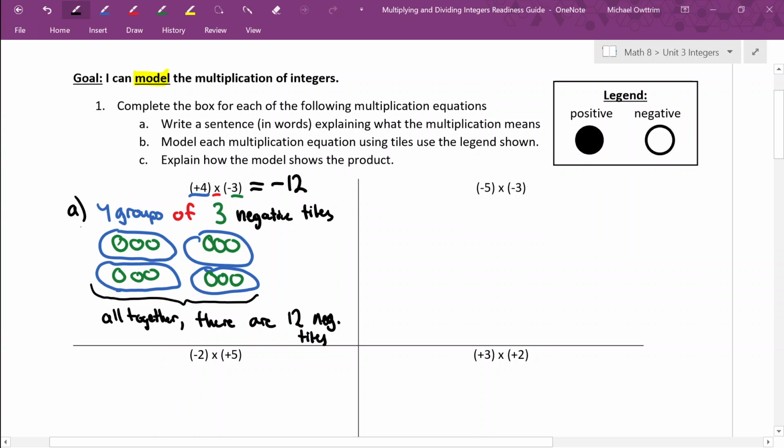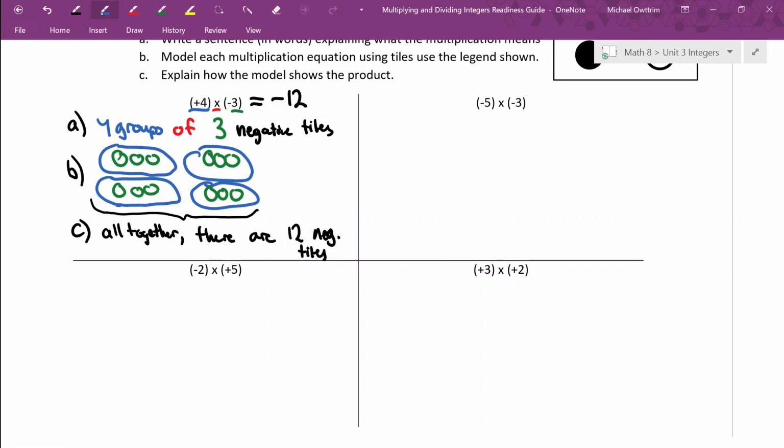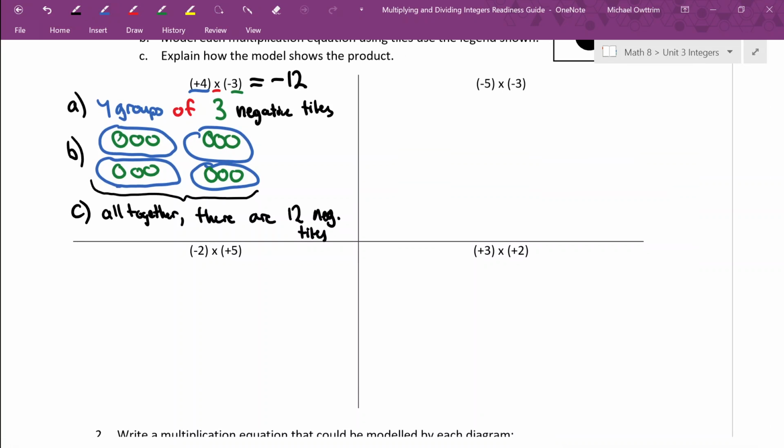So this first line here is our part A. Write a sentence in words for what our multiplication means. Obviously we got our tile model, and then we've got our product. So that works if we have a positive number of groups like in that first one. We can do a similar thing in the bottom right one as well.